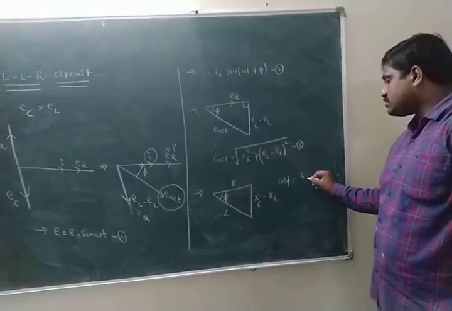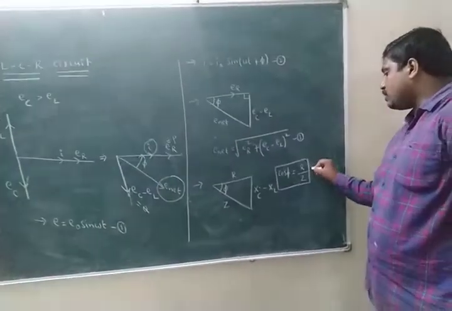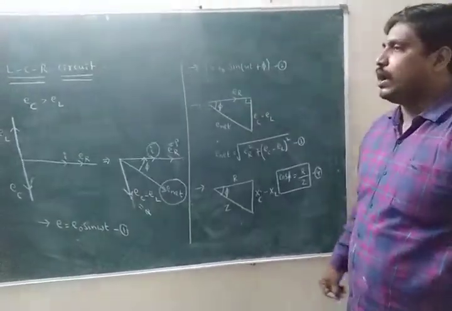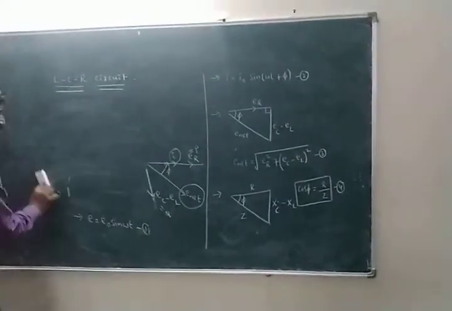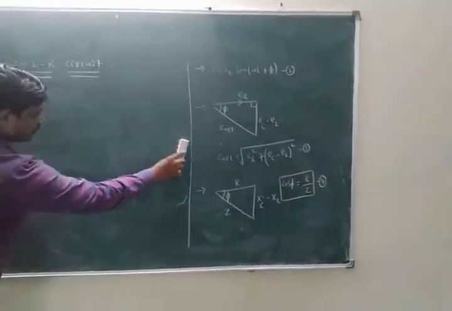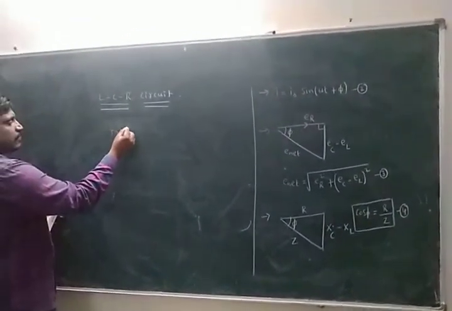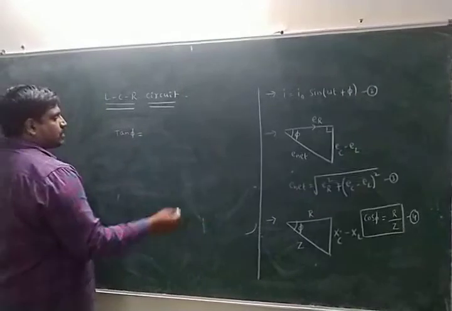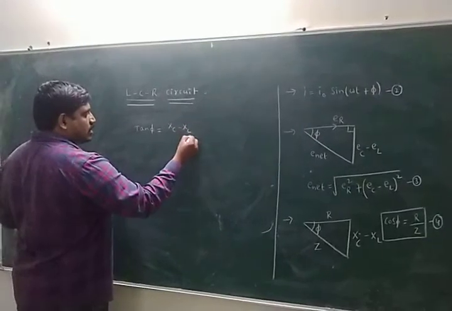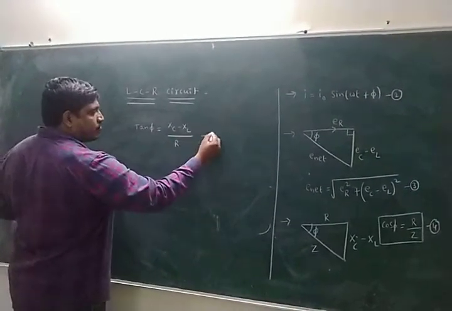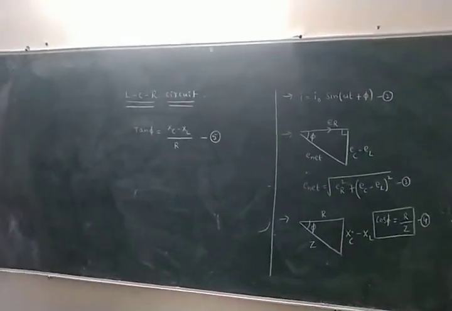What is the cos phi formula? Adjacent side by hypotenuse side. Simply cos phi equal to R by Z. Same diagram. What is tan phi? Sometimes they ask for tan. What is cos phi called? Power factor. Tan phi. Tan means opposite side by adjacent side, XC minus XL by R. Equation number 5. Okay. Always remember these equations.